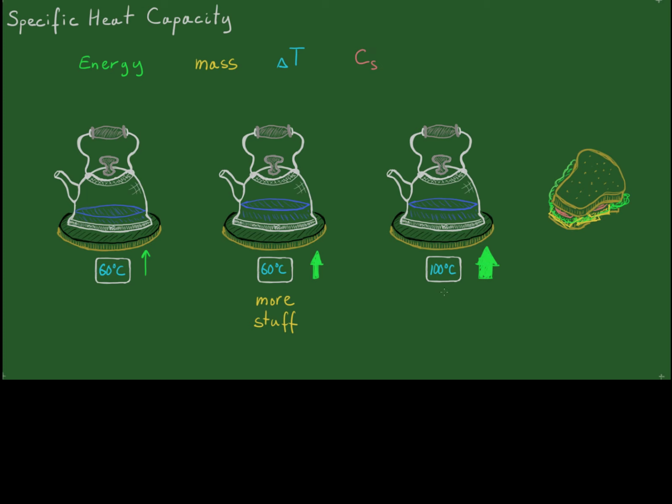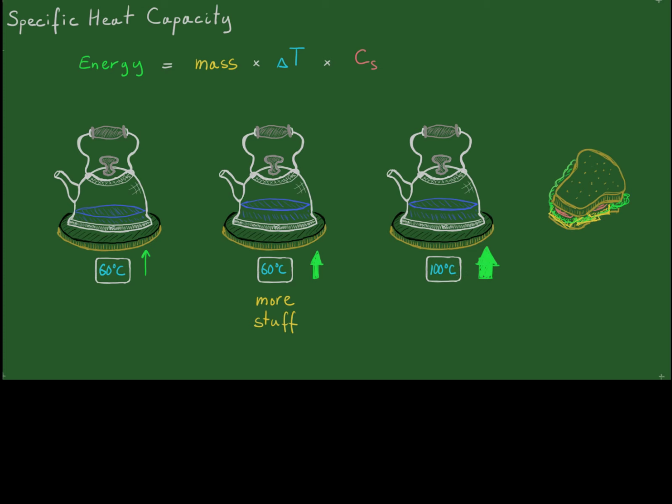So here we can see that the energy will depend on three things. It will depend on the mass, so more stuff means more energy. It will depend on the change in temperature. The bigger the change in temperature, the bigger the energy requirement. And it will depend on the specific heat capacity, or on how well a substance will take up energy.